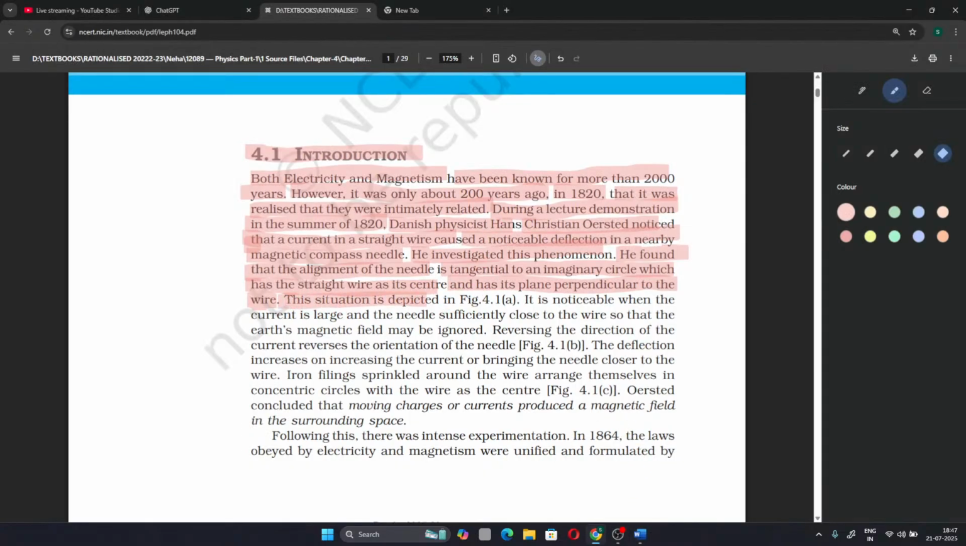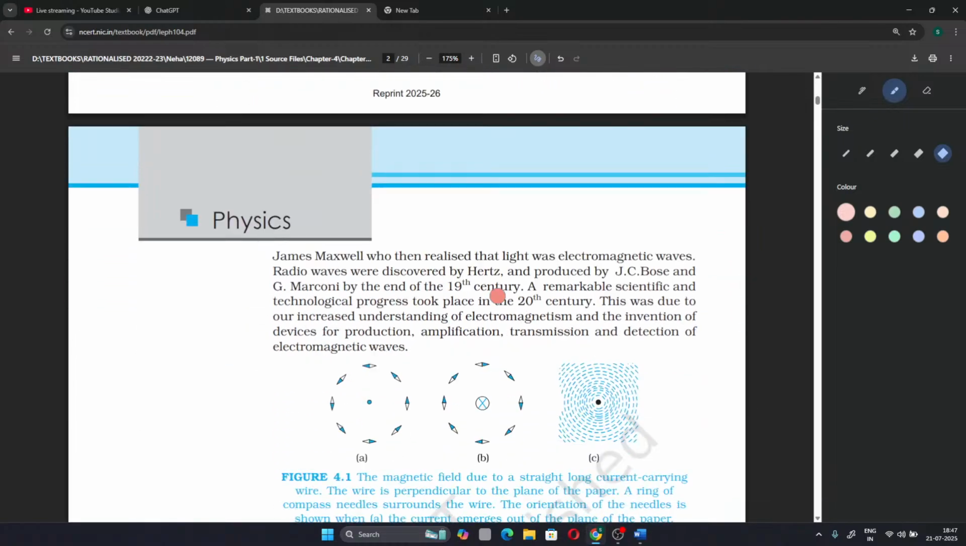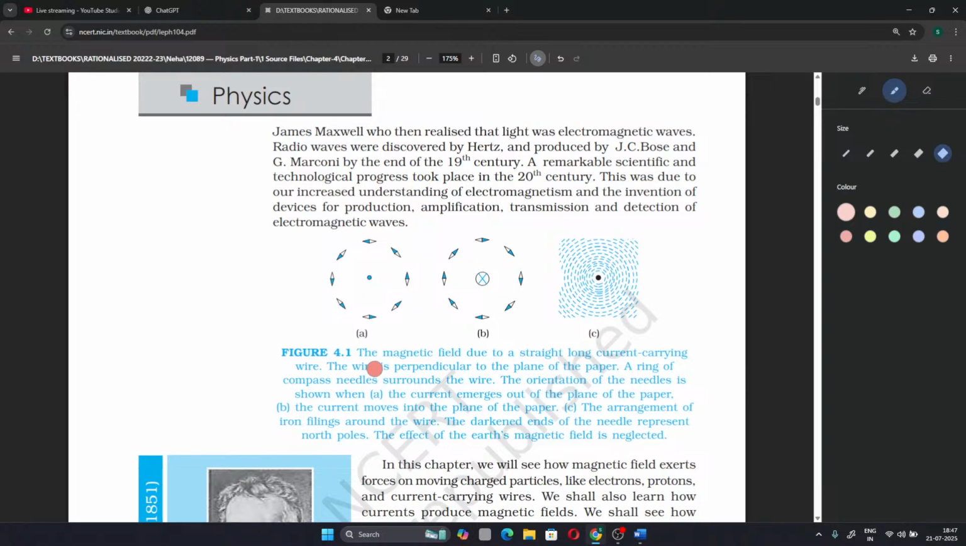This situation is depicted in figure 4.1. Let's see, there's a figure. The magnetic field due to a straight long current carrying wire. The wire is perpendicular to the plane of paper. A ring of compass needles surrounds the wire. The orientation of the needles is shown when the current emerges out of the plane of the paper, and when the current moves into the plane of the paper. The arrangement of iron filings around the wire is also shown. The darkened ends of the needle represent north poles. The effect of Earth's magnetic field is neglected.